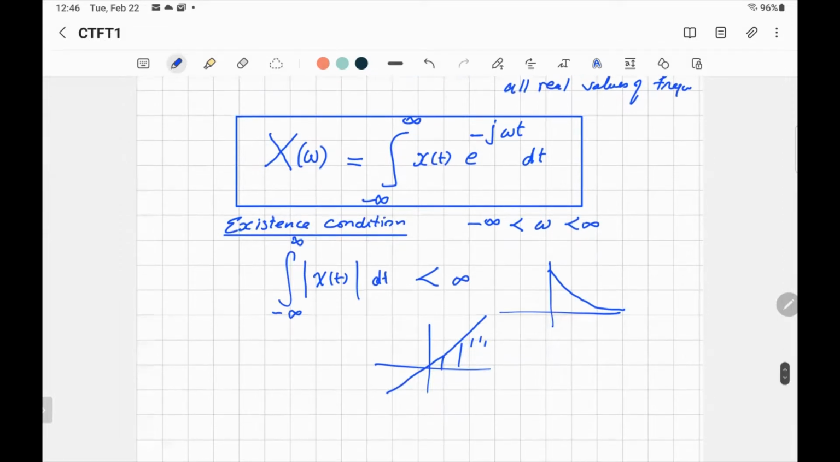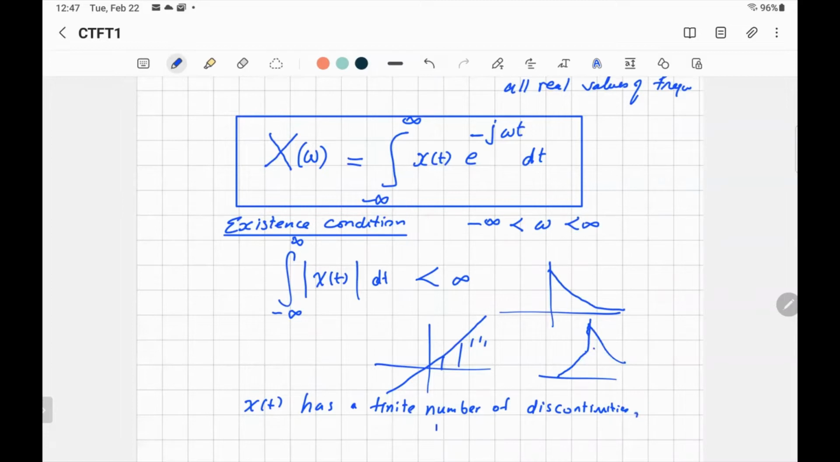So it's okay for x of t to also have a finite number of discontinuities. That means there are some jumps in the signal, maybe a discontinuity like that, but not everywhere.